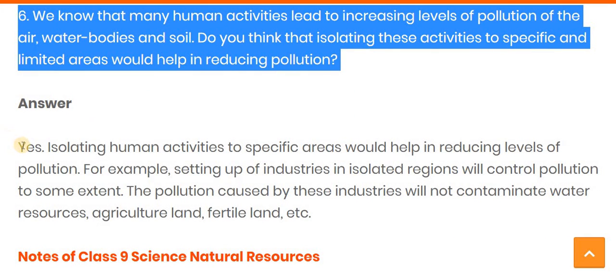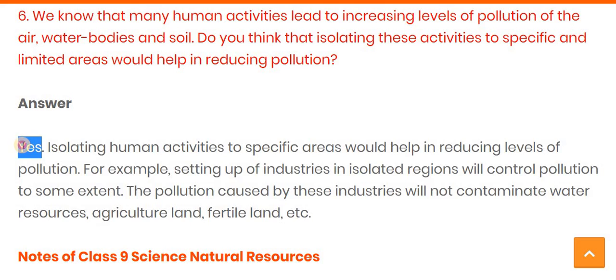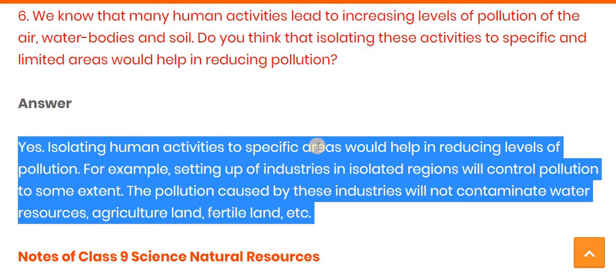So as we know, yes, isolating human activities to a specific area would help in reducing the level of pollution. For example, setting up an industry in an isolated region will control the pollution to an extent, and the pollution caused by this industry will not contaminate the water resources, agricultural land and fertile land, etc. Along with that, you can also write in your own way.